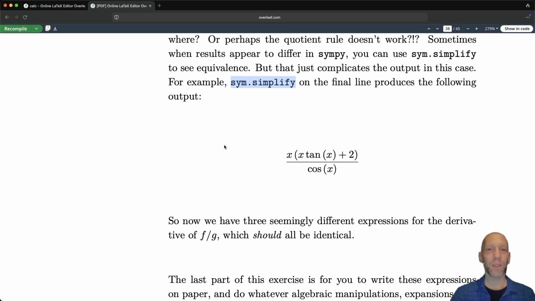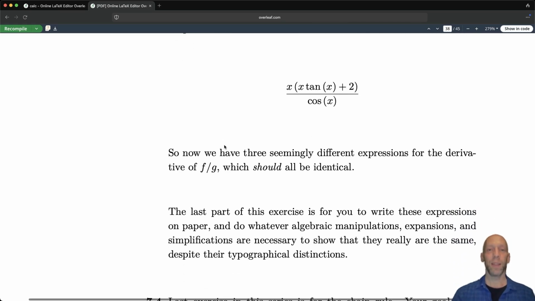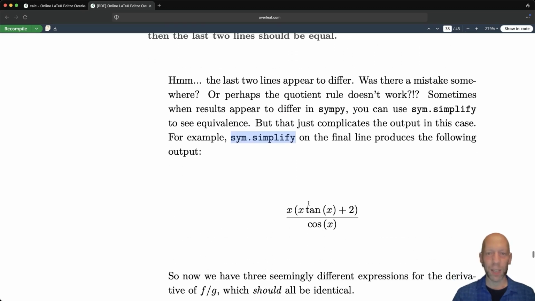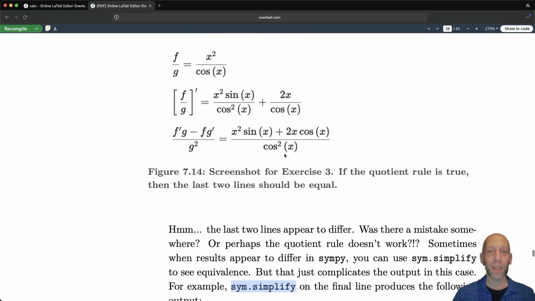Okay, so that leads us to the final part of this exercise, which is for you to get out a pen and a piece of paper or a crayon or whatever you like to do math with, chalk on a chalkboard if you have that available to you, and do some algebraic manipulations to show that these three expressions really are the same. You want to manipulate these expressions so that you can get from any one of these three to any of the other of those three.